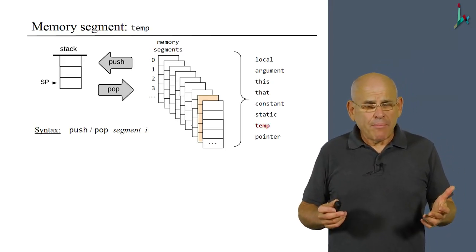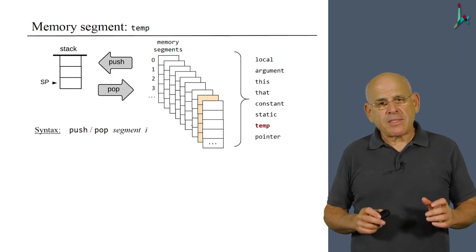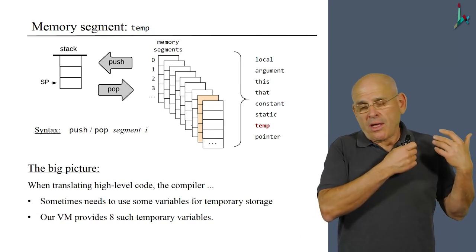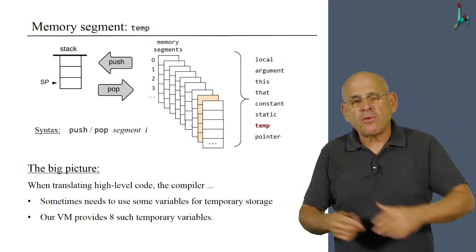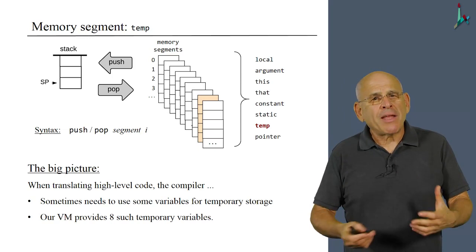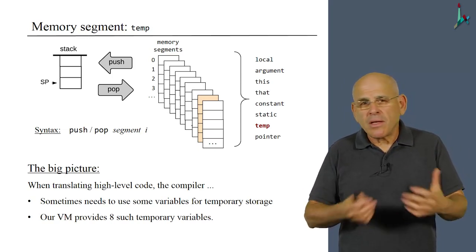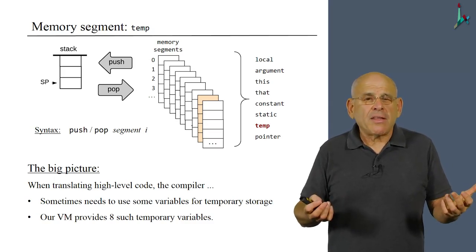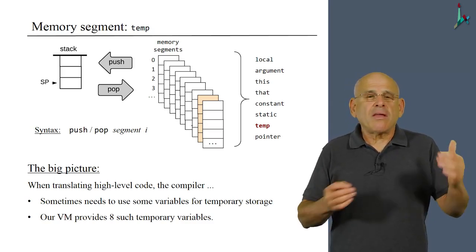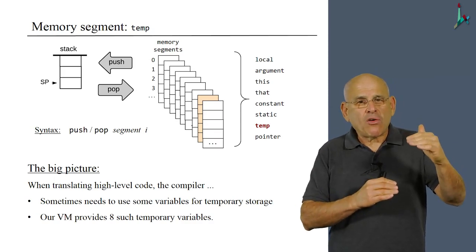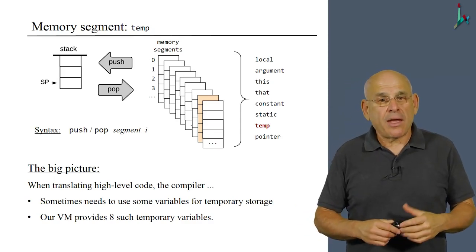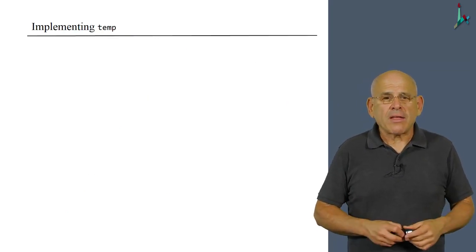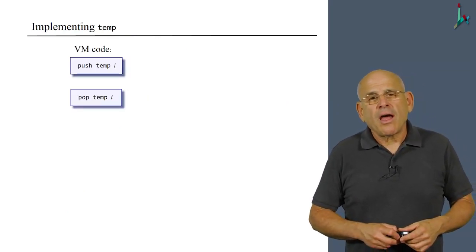Now, why do we need a temp segment? Well, it so happens that when the compiler generates code, when it translates your Jack program into VM code, it sometimes has to use some temporary variables. So we decided that we're going to allocate an 8-place segment called temp that will contain and serve these variables when needed. All right, so here's how we do it.